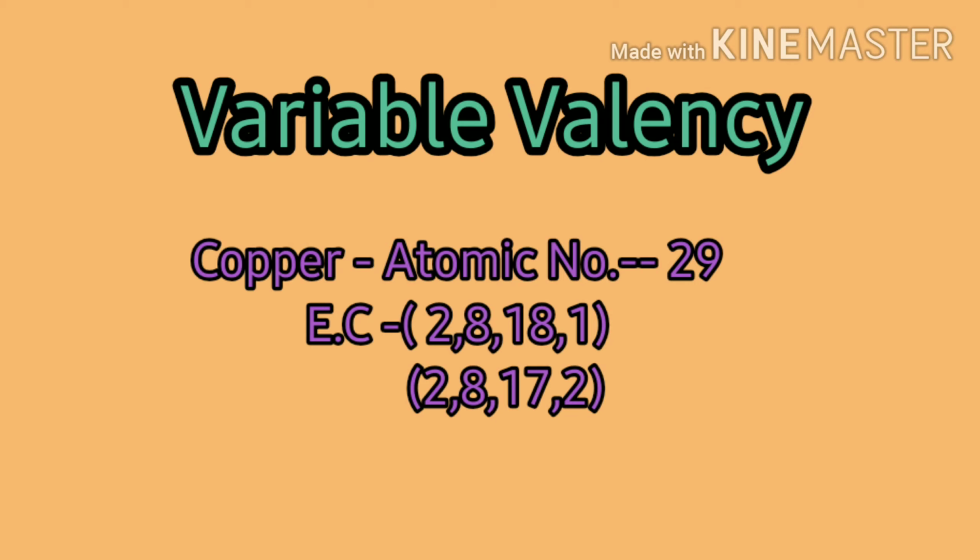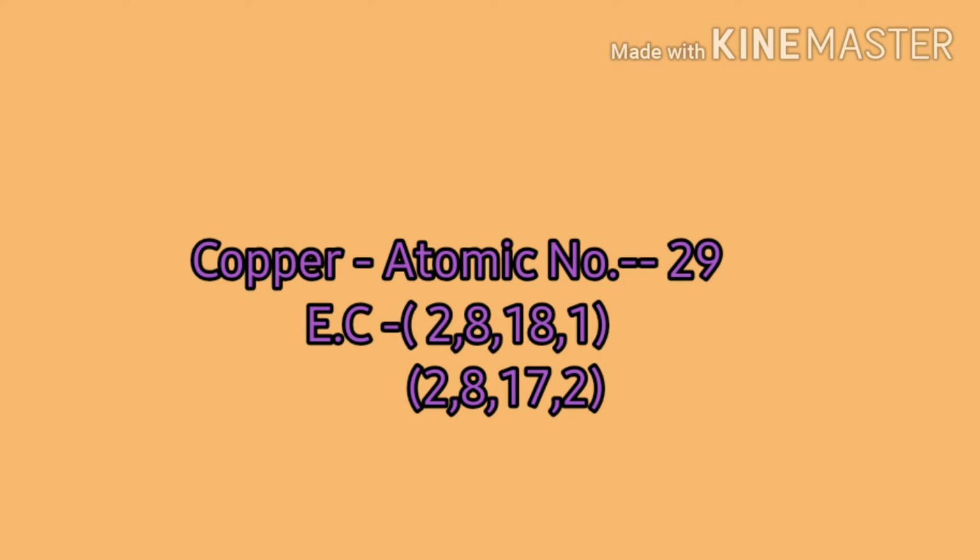But due to the instability of the penultimate shell, one electron jumps to the outermost shell and forms the electronic configuration 2, 8, 17, 2. So here the valency of copper is 2+. So copper exhibits variable valency because it has two valencies, 1+ and 2+.